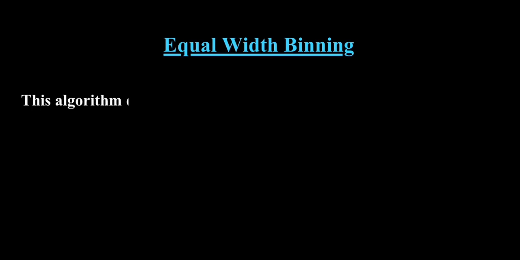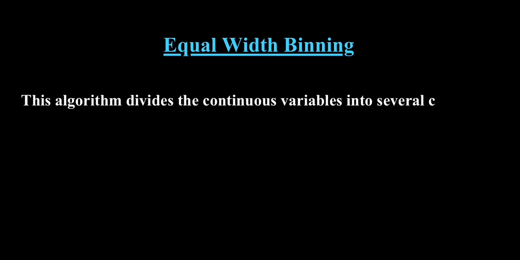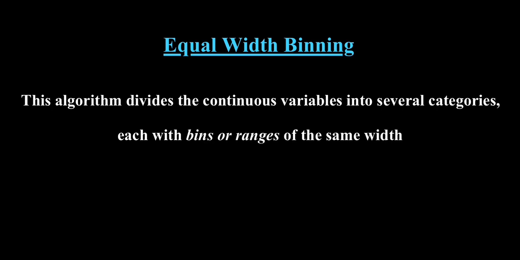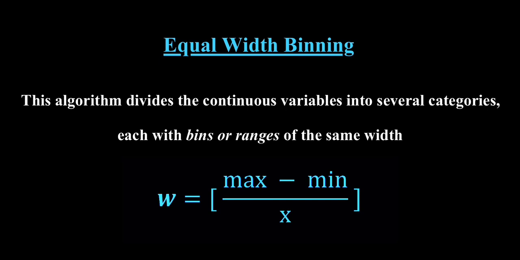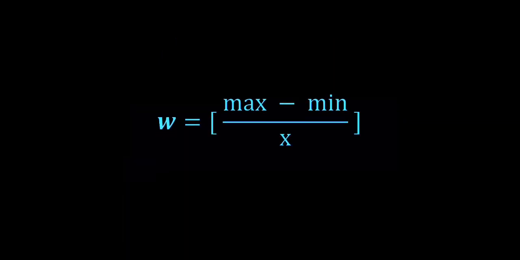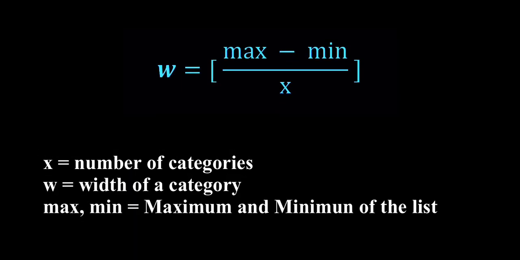This algorithm divides the continuous variables into several categories, each with bins or ranges of the same width. To calculate the width, we can use this formula: maximum minus minimum divided by x. Maximum and minimum represent the maximum and minimum values of the list. X is the number of bins.